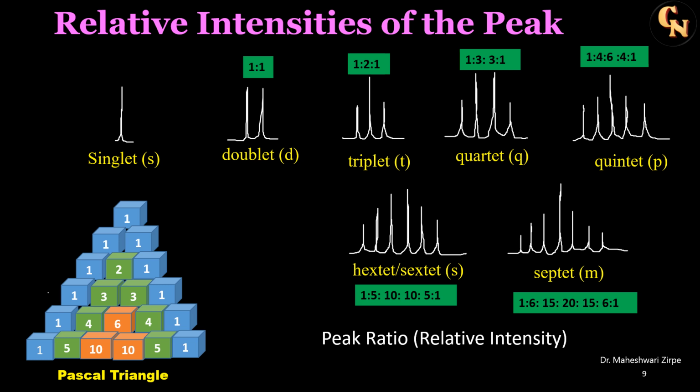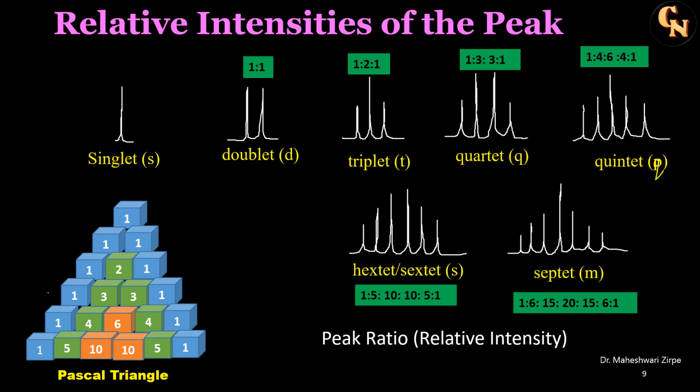Then triplet, it will have 1:2:1. Quartet, which is denoted by small q, 1:3:3:1. Quintet, which is denoted by q, that is 1:4:6:4:1. Then hextet, 1:5:10:10:5:1.